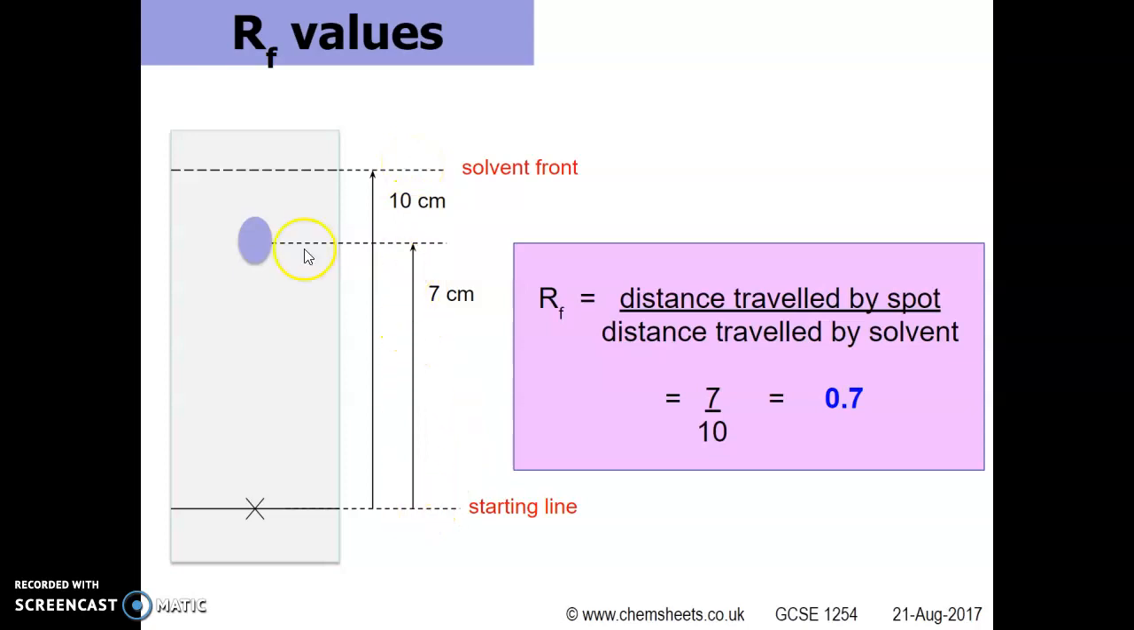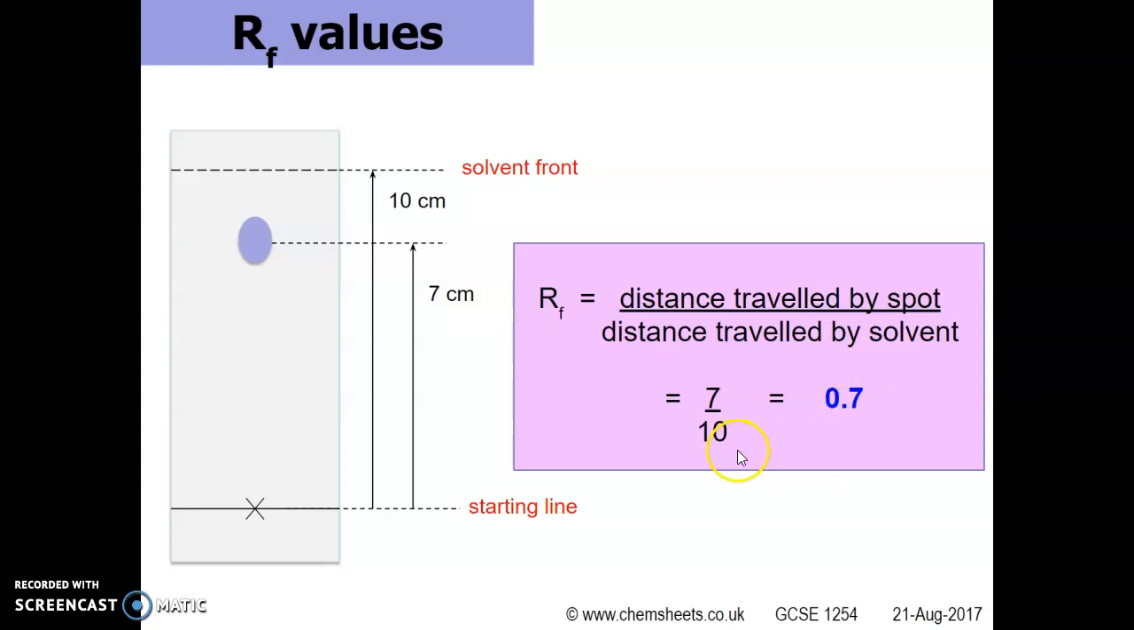So in this instance, the middle of my spot is 7 centimetres from the start line, and the solvent front is 10 centimetres from the start line. So 7 over 10 is 0.7. This is the sort of calculation you have to do on exam papers. I would criticise this slightly by saying perhaps it should be 0.70, but 0.7 will do. RF values are often given to 2 decimal places.